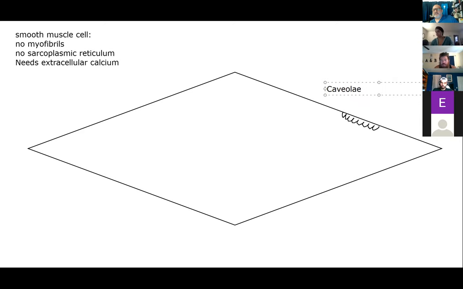Caveolae are basically these tiny little invaginations on the plasma membrane of our smooth muscle cell, which basically are these nooks and crannies, kind of like an English muffin has nooks and crannies where it keeps the butter inside of it. Well, these basically store calcium outside the cell. So instead of having to rely on the sarcoplasmic reticulum, we have these caveolae on the outer surface that are going to store our calcium, keeping the calcium nearby so that we can get it when we need it for the contraction.